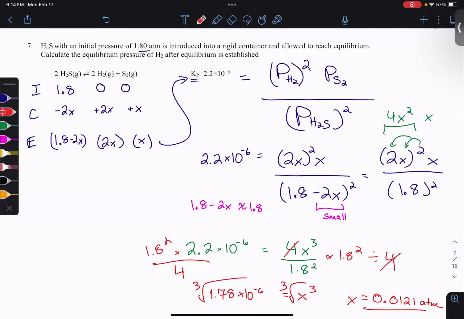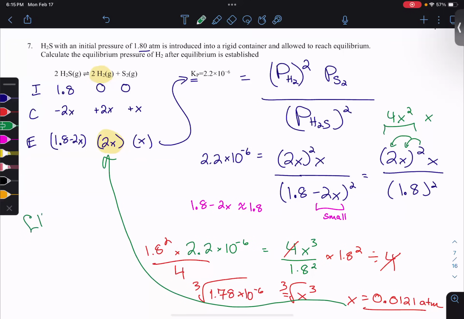H2. So what I don't want you to do is do your ICE table, get x, pat yourself on the back, and think you're done, okay? Because x isn't our answer. What is our answer? It is 2x, yes. What do I want? The question wants the hydrogen pressure at equilibrium. That answer is 2x. So in order to report my actual answer, I need to take this number and multiply by 2, all right? So our answer, the hydrogen pressure at equilibrium, is actually 0.024 atm or something like that, right?